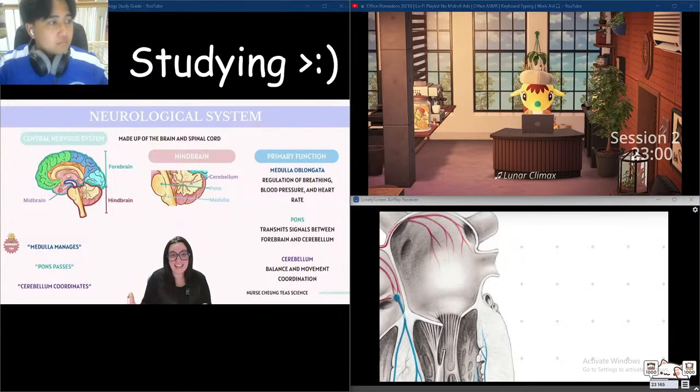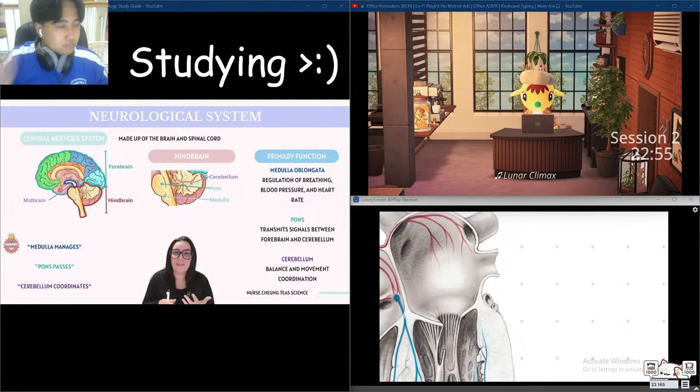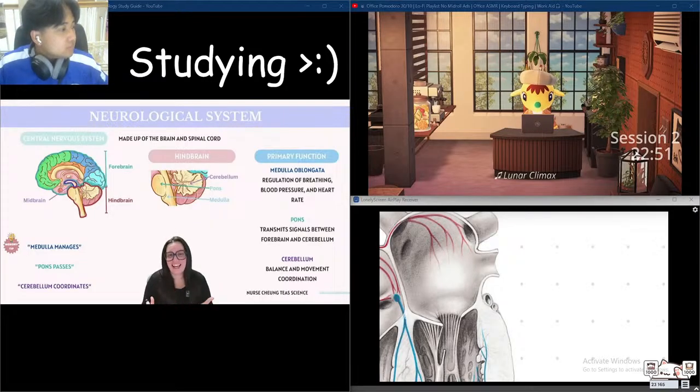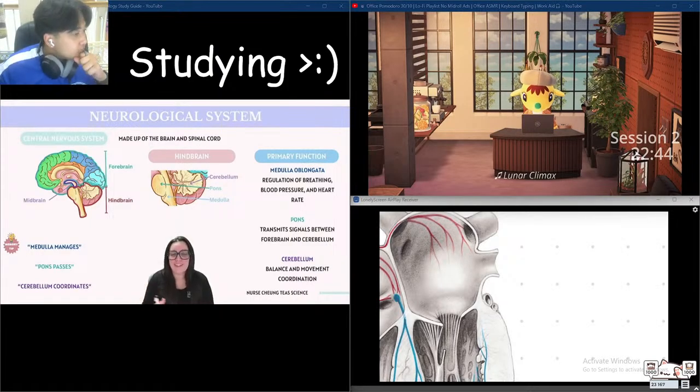The pons passes messages between the brain and the body, and it plays a critical role when it comes to the patterns of breathing and participates in our sleep cycles. And then lastly, the cerebellum coordinates complex voluntary movements. It controls balance and it calibrates muscle activity to ensure smooth and balanced motion.